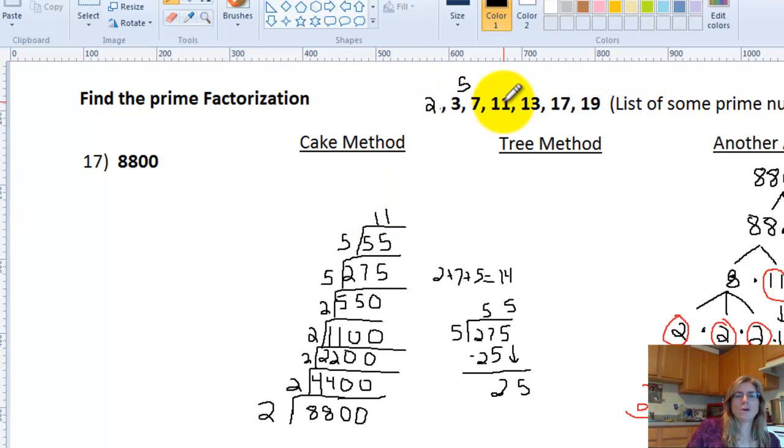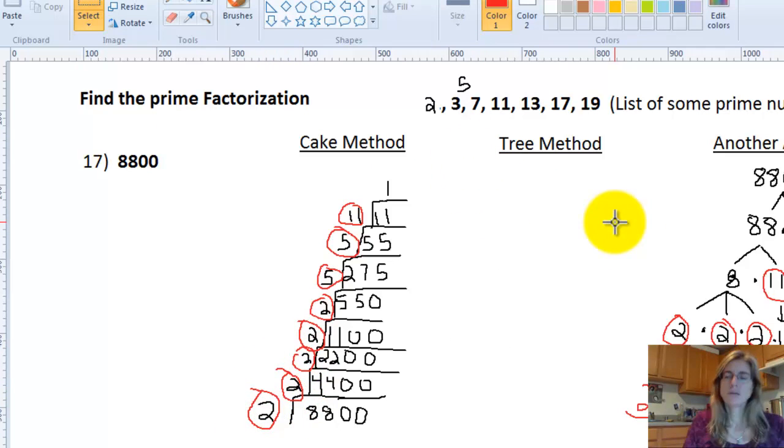Now we finally have a prime number on our list. 11 goes into 11. And that's a 1 on top. 1 times 11 is 11. And that gives us the same prime factorization as we got over here. So 2 times 2 times 2 times 2 times 2 times 5 times 5 times 11. This method here and the tree method put it in order. This method does not put it in order. So circle your prime numbers so you don't lose track of which factors you're trying to write out.